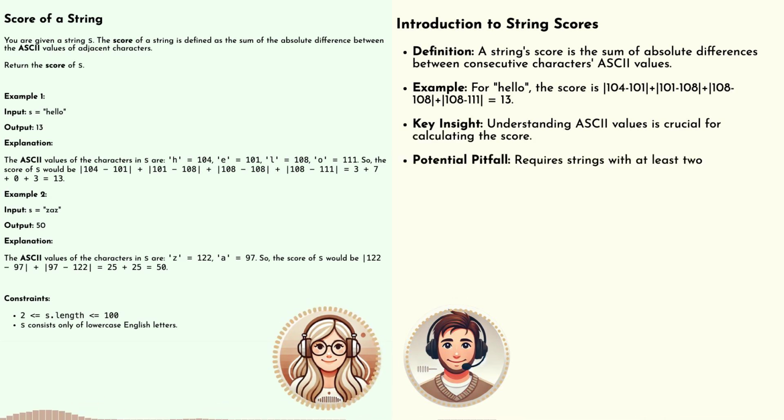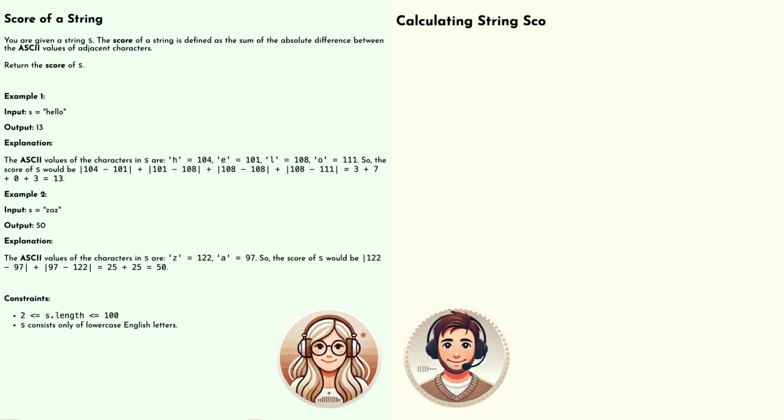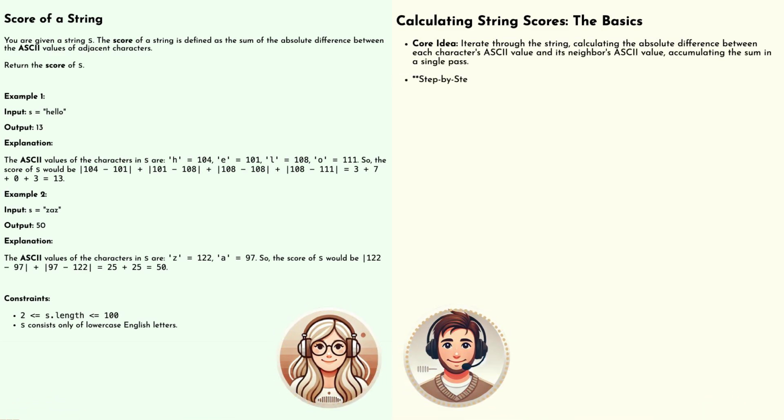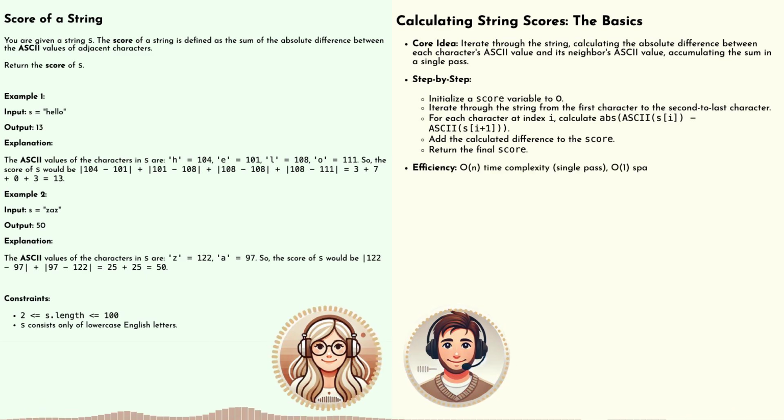It does, doesn't it? But when you start to peel back the layers, it opens up all these cool optimization techniques. We're talking about calculating string scores. Imagine you're given a string, just any sequence of characters, and you need to figure out its score based on the differences between the ASCII values of adjacent characters. That's right. What seems like a very basic task can actually be approached in a bunch of different ways.